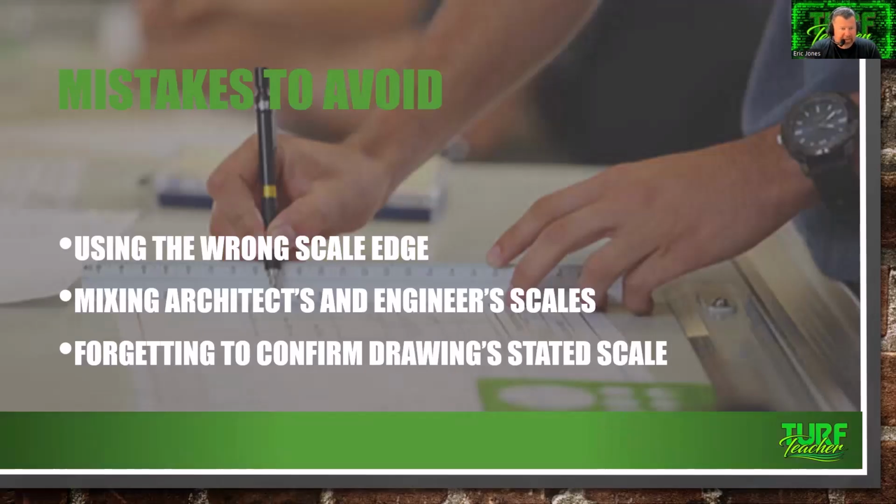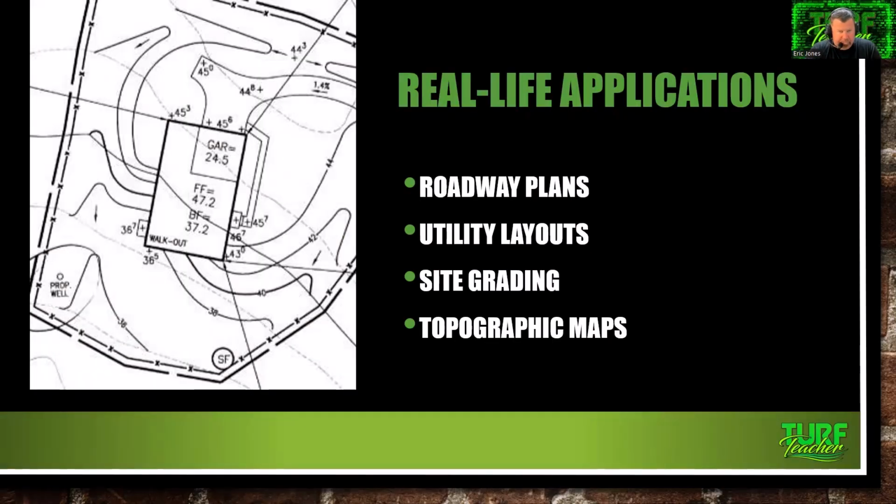So, mistakes to avoid. Again, using the wrong scale edge, mixing architect and engineer scales, and forgetting to confirm the drawing's stated scale. Real life applications: roadway plans, utility layouts, site grading, and topographic maps is where we will use this. You can see here is a grading plan. We're doing the swales around it. Very, very fun to do. You've got your finished floor elevation, your garage where it's at, and then we've got all of our spot elevations, and we're getting that water away from the home.